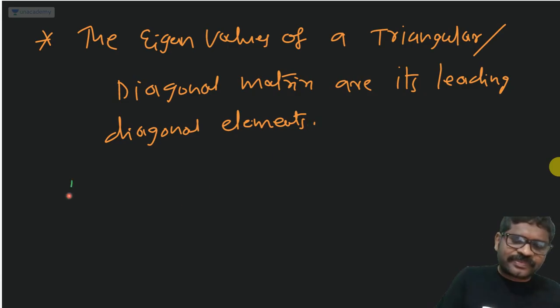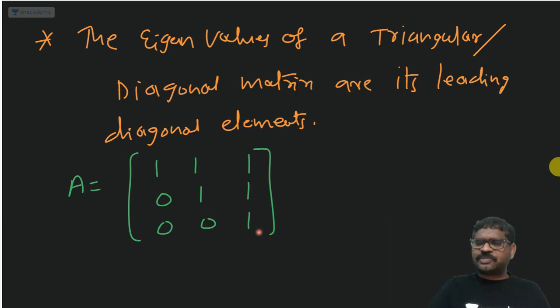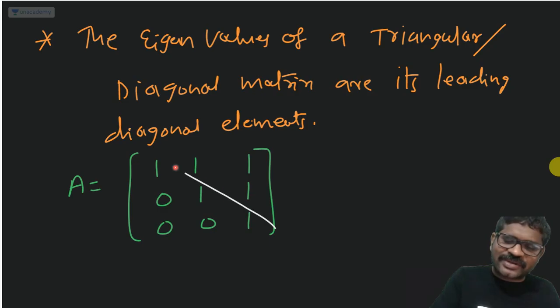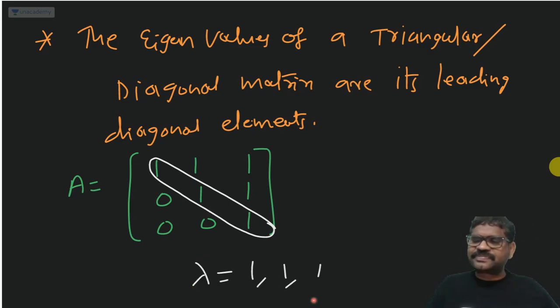For example, 1 1 1, 0 1 1, 0 0 1. Today we have solved this problem. It is a triangular matrix, na? Matrix is triangular. Therefore, eigenvalues are nothing but its leading diagonal elements. Understood? If your matrix is triangular or diagonal, you can take eigenvalues as its leading diagonal elements.